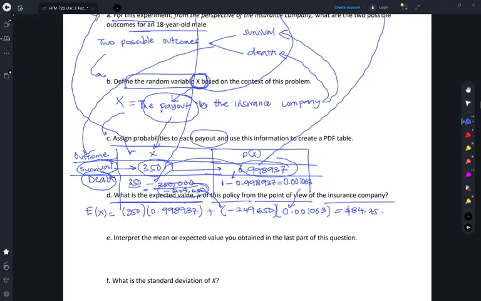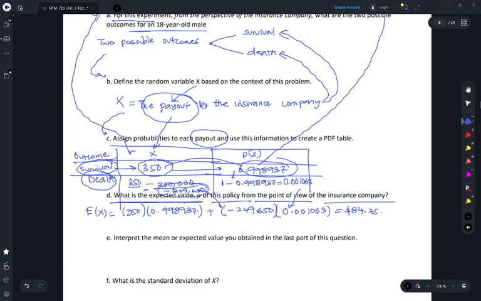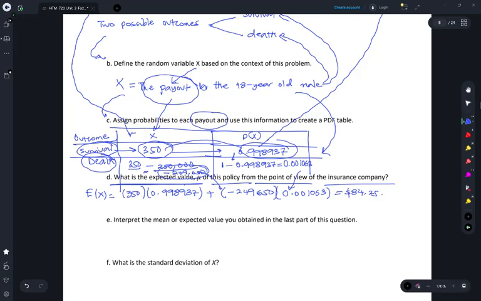Maybe for clarity, let me put this in: payout by the payer, by the 18-year-old male. Sorry about that. That will give it a little more spice. Take note that whatever is being paid out by this 18-year-old male is what the insurance company will expect to make.